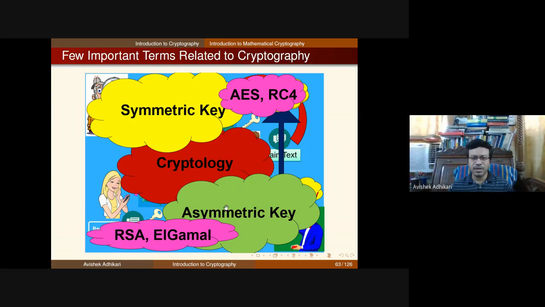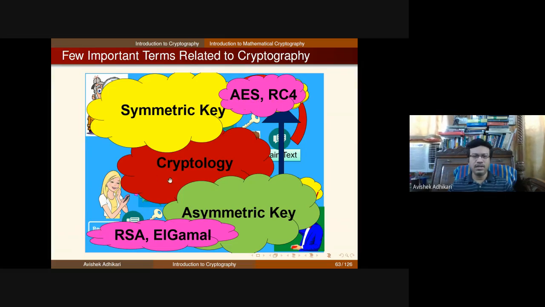Whereas in asymmetric cryptosystem, or another name, public key cryptosystem, these two keys will be different. So for example, for symmetric cryptosystem, we will have AES and RC4 that we will study in our syllabus. AES is a block cipher and RC4 is a stream cipher. At present, you might not be able to understand what block cipher or stream cipher means, but later on in our course, we will study all of them.